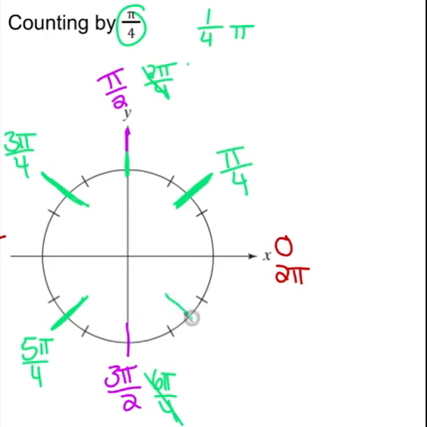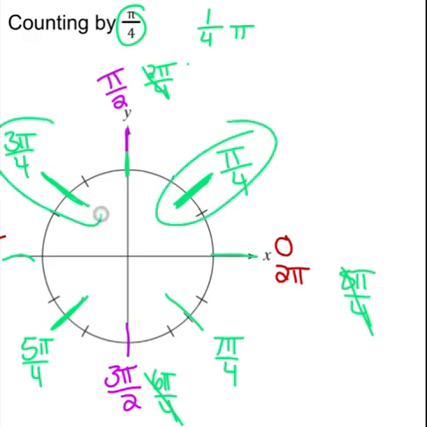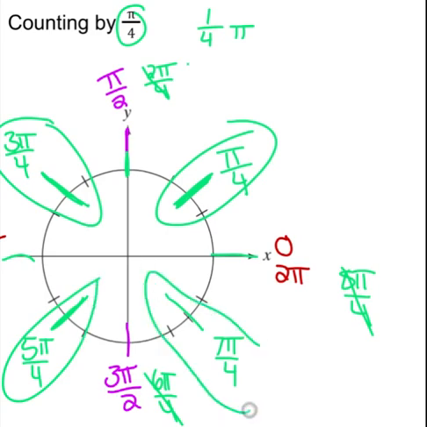And then this last one is 7 pi over 4, because all the way around the circle that would be 8 pi over 4, which reduces into 2 pi. Okay, so the pi over 4s are the halfway points of each quadrant of the circle. All right, so that's where all the pi over 4s exist.